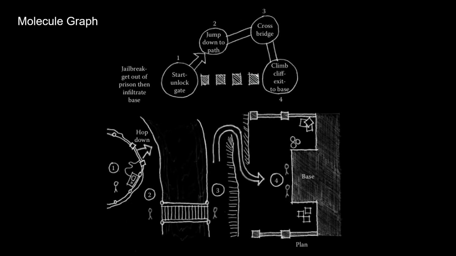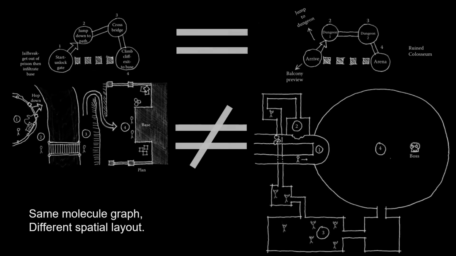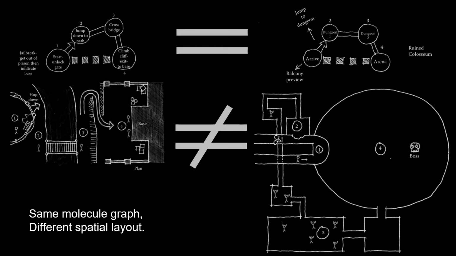Similarly, molecule graphs are represented in nodes and lines. Dotted lines show that spaces are viewable from one another. Arrow solid lines represent one-way paths, and thick solid lines indicate direct two-way paths. What we should note is that both proximity diagrams and molecule graphs are not spatial plans. They are abstract diagrams conceptually showing the relationship between spaces. So, one molecule graph could lead to multiple spatial layouts of a level.